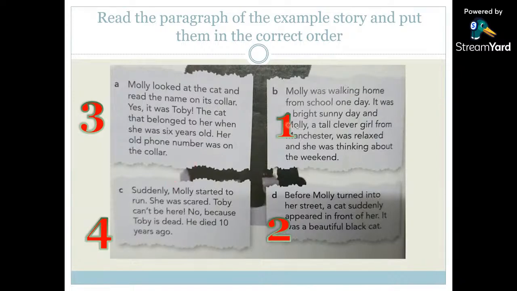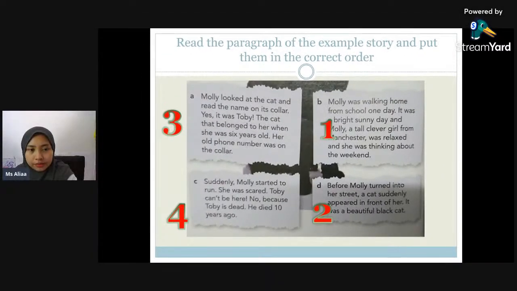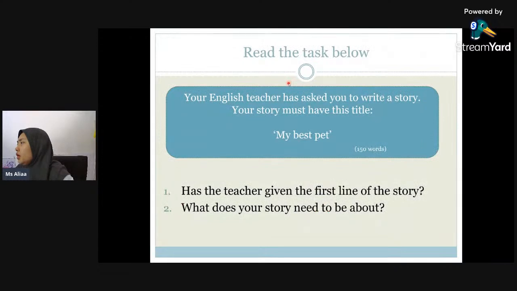Alright. This is also a good example of how to put mystery or unexpected things in your essay. Okay, let's read the task below. Your English teacher has asked you to write a story. Your story must have this title, My Best Pet.